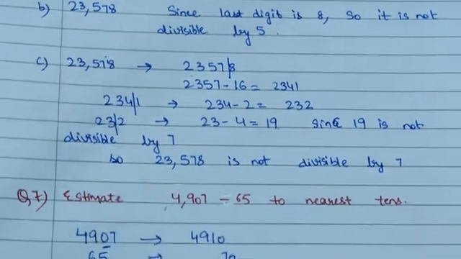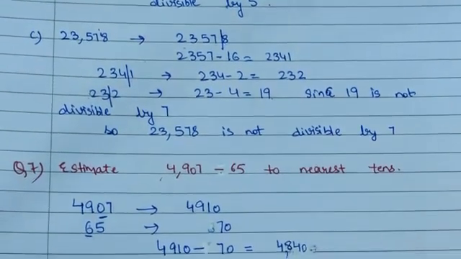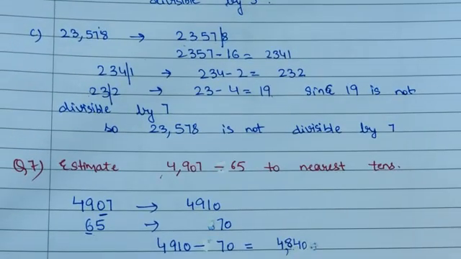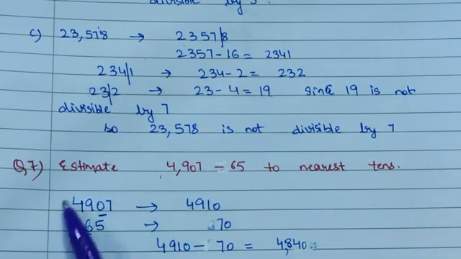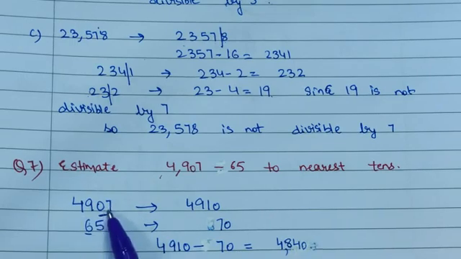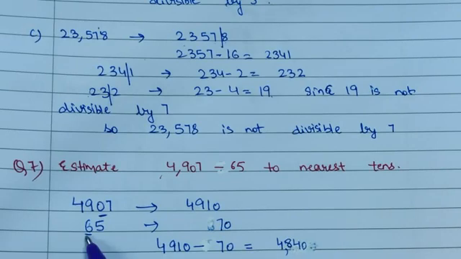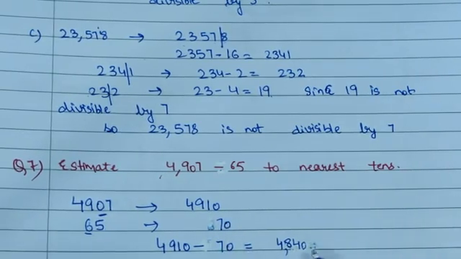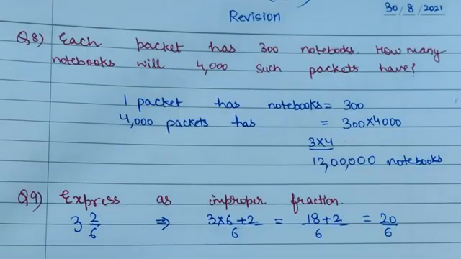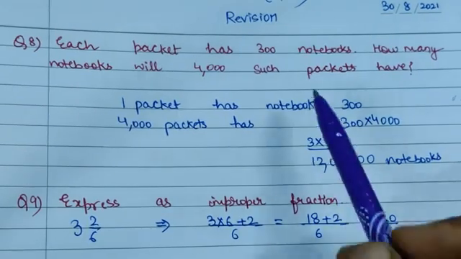Now in the next, we have to estimate 4,907 minus 65 to the nearest tens. First of all, let us do the estimation to the nearest tens. Ones digit, tens digit. This is more than 5, it means we will add 1 here. And here this is 5, and we also add 1 here. Now we have to subtract them and we get 4,840.